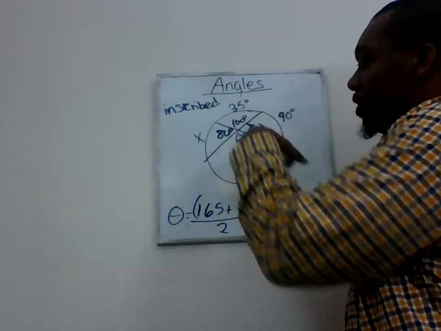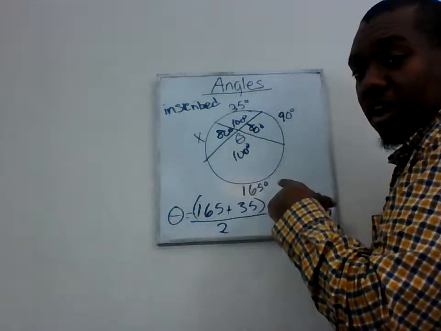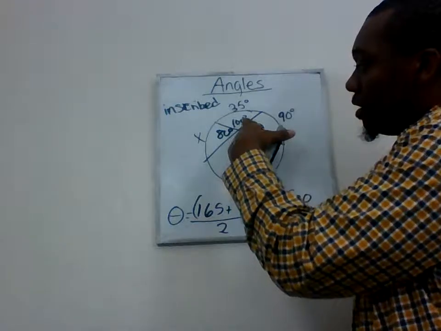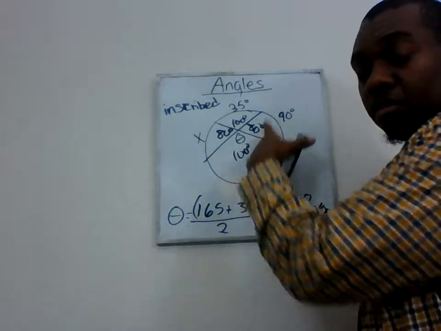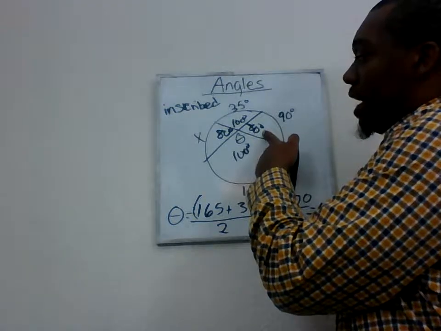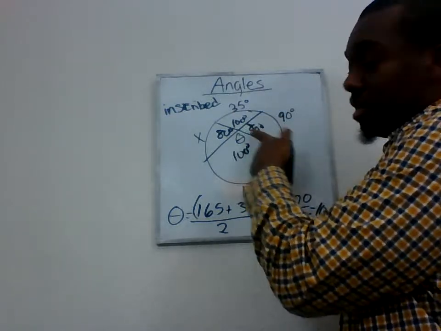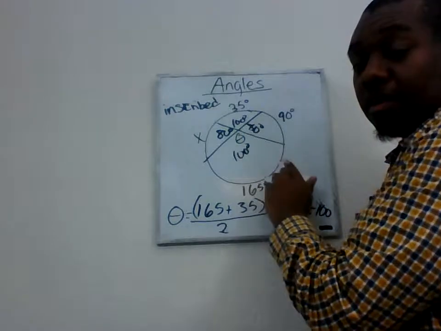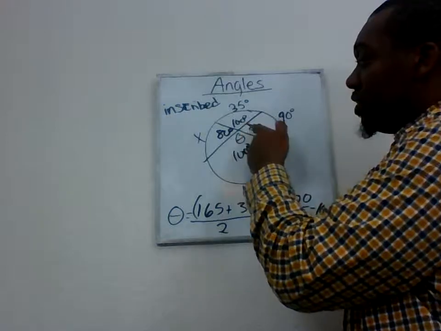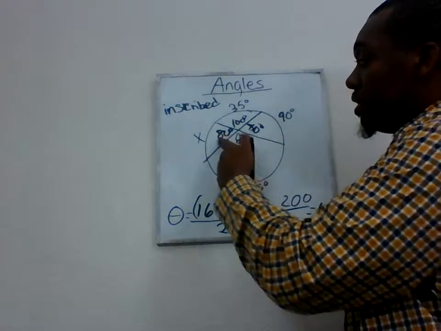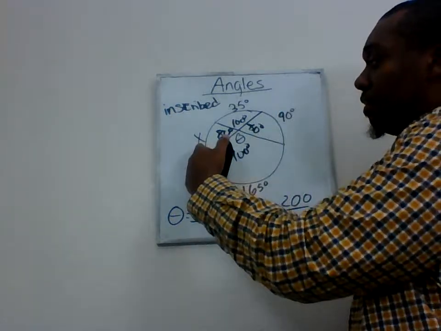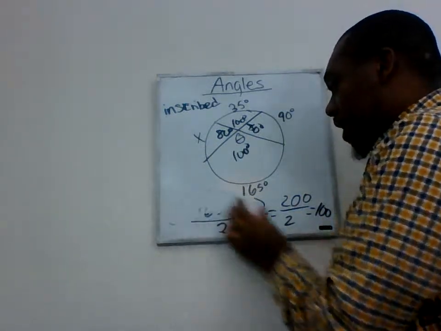So because we knew that this was 165 and this was 35, we took the average of those and we got 100 as the measure of the angle inscribed in the circle by those intersected arcs. And because this is a line, these angles form a linear pair, meaning that they're supplementary, meaning they sum to 180 degrees. So if this is 100, this has to be 80, which means this also has to be 80. Well, let's say that this arc is now 90. We're going to find the other arc. So how are we going to do that?